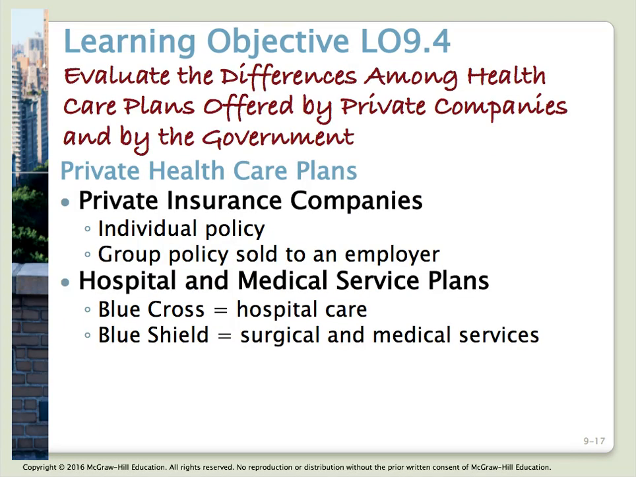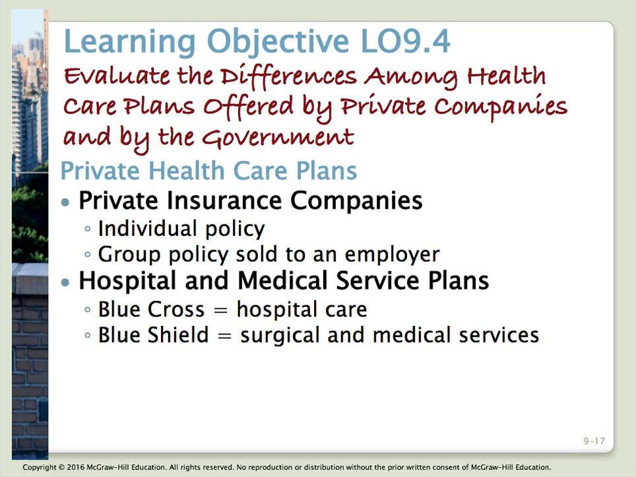Moving on to objective number 4, evaluate the differences among healthcare plans offered by private companies and by the government. Insurance is available from private insurance companies, from service plans, from HMOs and PPOs, from government programs, and from fraternal organizations and trade unions. So looking at private health insurance companies, most private health insurance companies sell health insurance policies to employers, who in turn then offer those benefits to their employees and their employees' dependents as fringe benefits.